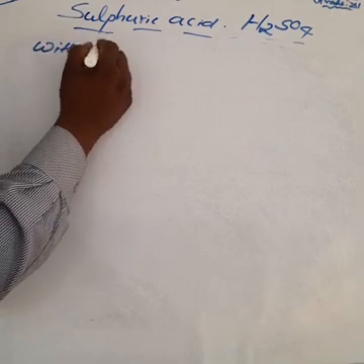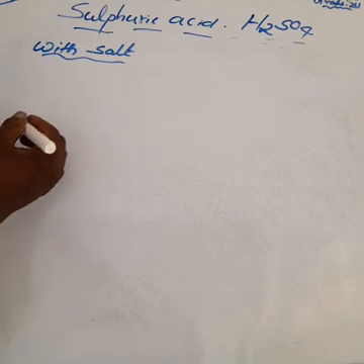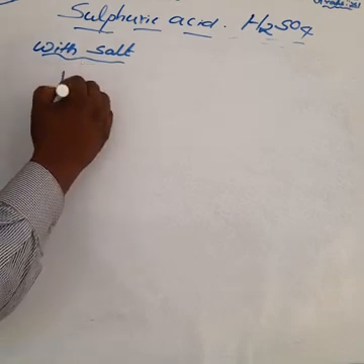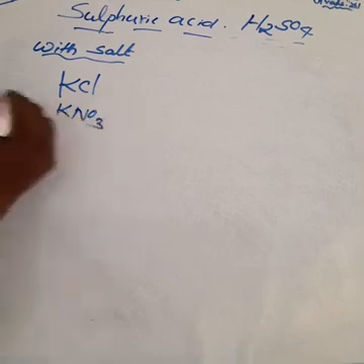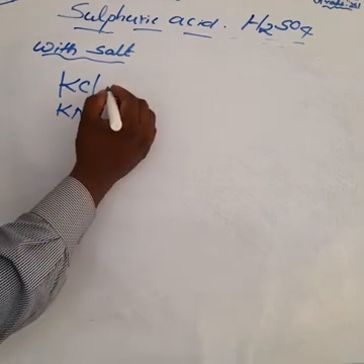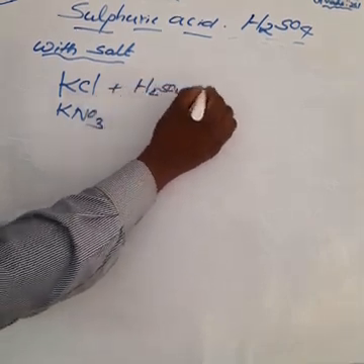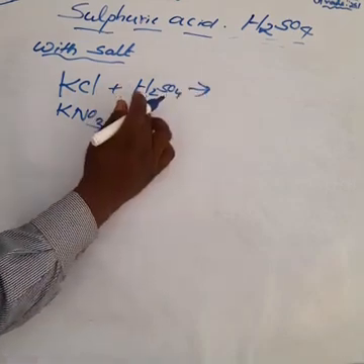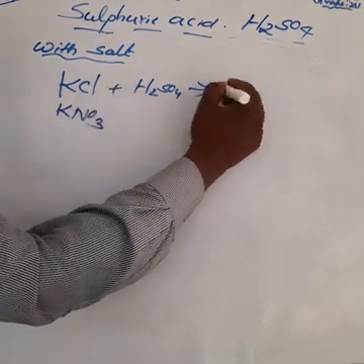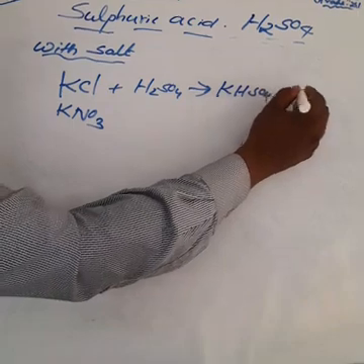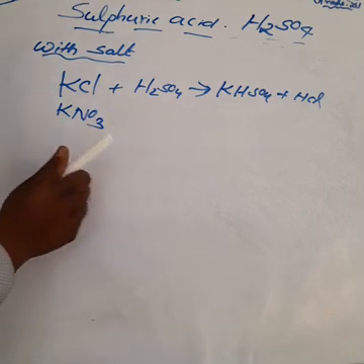Here, what happens? Sulfuric acid reacts with the salt. That is, I am taking here two salts. One is potassium chloride. Another one is potassium nitrate. What about the potassium chloride? KCl. KCl reacts with the sulfuric acid, we get here the hydrogen from sulfuric acid combines with Cl to form HCl. What's the remaining product? KHSO4, potassium bisulfate. What's the formula? KHSO4, potassium bisulfate.